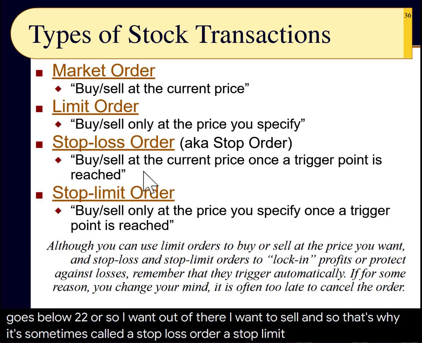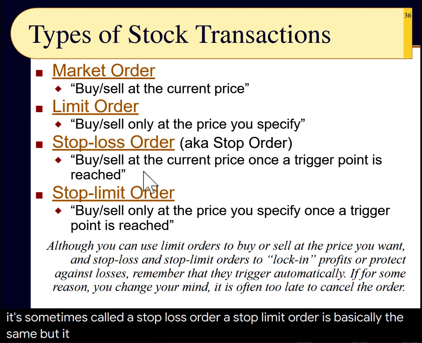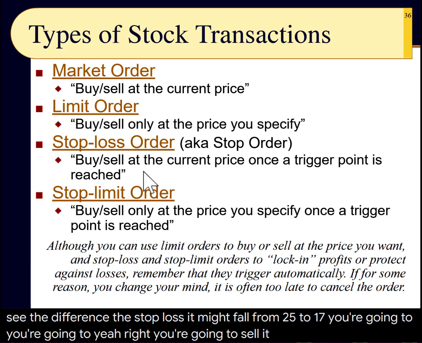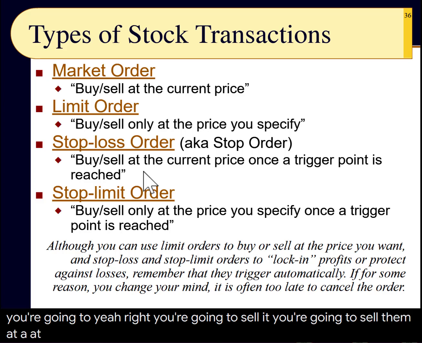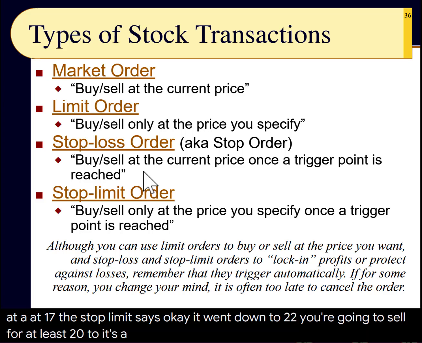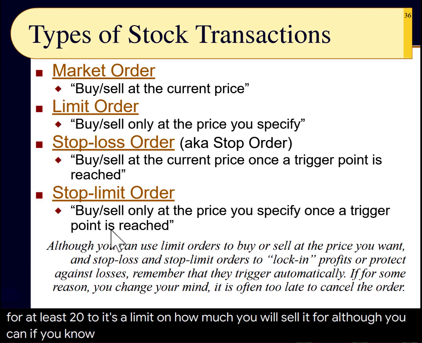A stop limit order is basically the same, but it becomes a limit order when it hits the trigger point. So you see the difference? The stop loss, it might fall from 25 to 17. You're going to sell it at 17. The stop limit says, okay, it went down to 22. You're going to sell for at least 22. It's a limit on how much you will sell it for. Although, if they confuse you, stay away from them, because I don't think they're worth that.